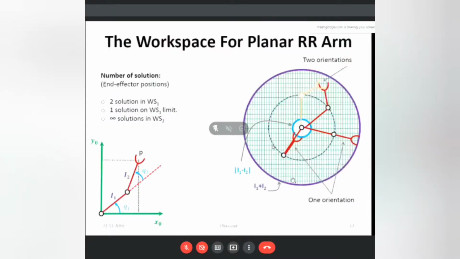Factor positions, you can have two solutions in workspace 1. So there will be two solutions in workspace 1, and one solution in the workspace 1 limit. Limit means this final boundary, where there will be only one solution. And there will be two solutions, theta 1 and theta 2, in this workspace, and an infinite number of solutions in WS2, which is equal to 0.